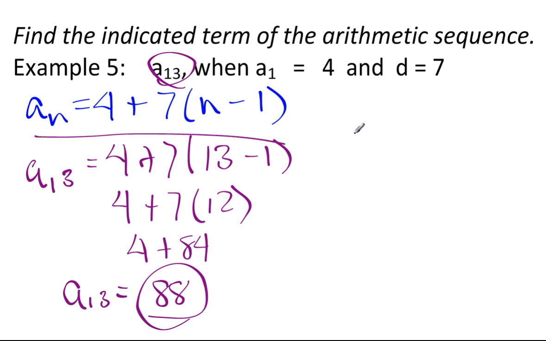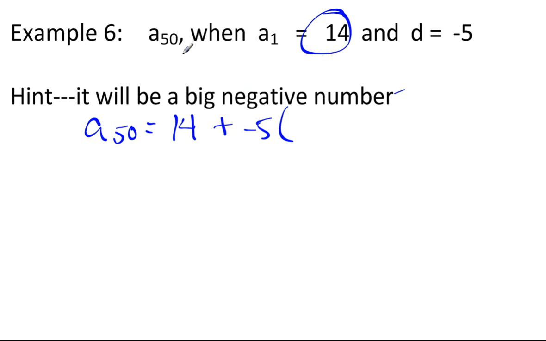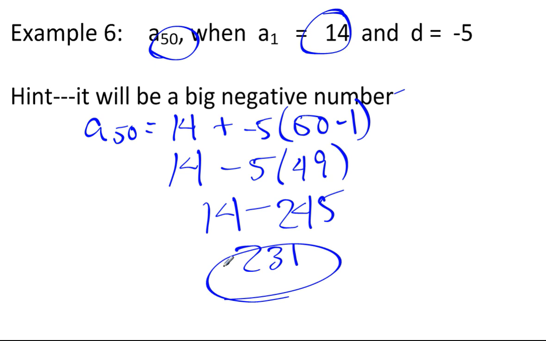So this is the beginning part, your general formula, and then you plug in your particular one that you're looking for. You don't even have to write out the regular one all the time. So here, a sub 50 is going to be our first thing, 14, plus our difference, which is negative 5, times, I'm just going to plug in my 50 right now, 50 minus 1. So we've got 14 minus 5 times 49, so that's 14 minus 245, so we end up with negative 231. Almost forgot that guy. Don't forget your negatives.